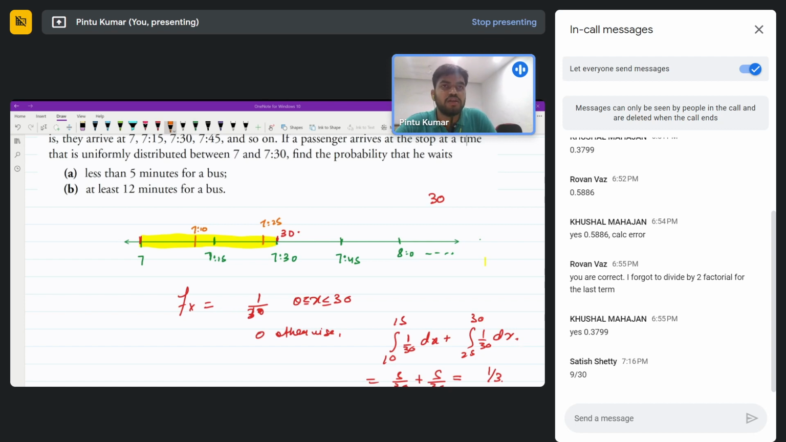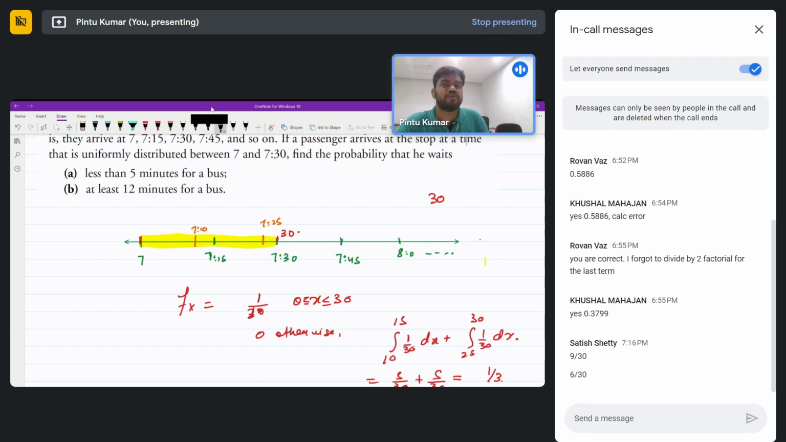Okay, so this I'll verify. I haven't solved it. We'll try solving. So others can also try. Then I'll start solving. I'll wait for one minute. Okay, 6 by 30, 9 by 30.